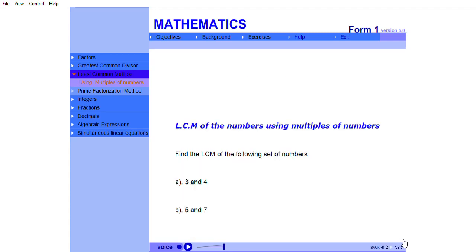LCM of the numbers using multiples of numbers. Find the LCM of the following set of numbers: A. 3 and 4, B. 5 and 7, C. 3, 4 and 5.